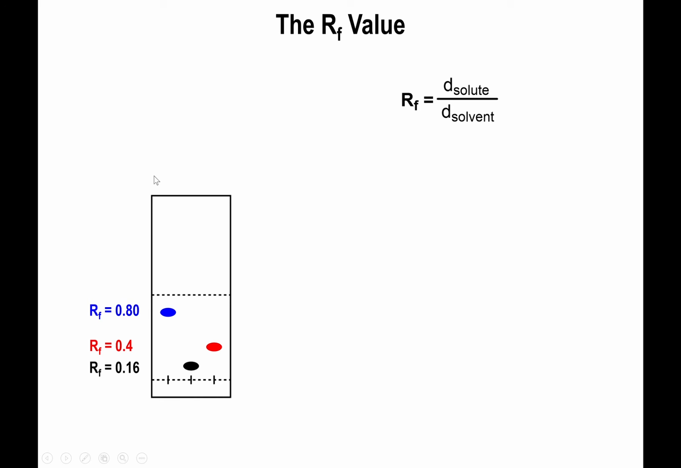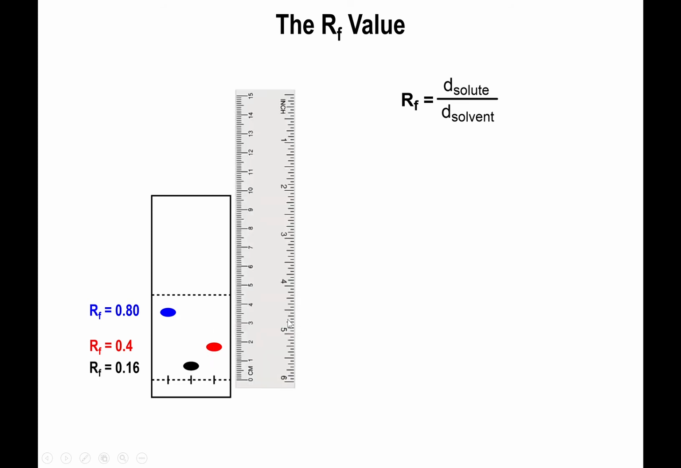The good thing about these RF values is that technically speaking, it doesn't really matter where you stop with the solvent. In some cases, obviously, it will be more difficult for you to do the calculation because these things might be too close together. But you can measure the distance traveled for the solvent.